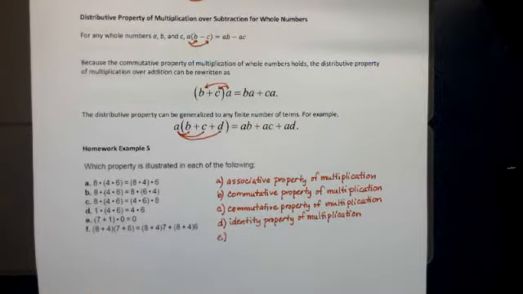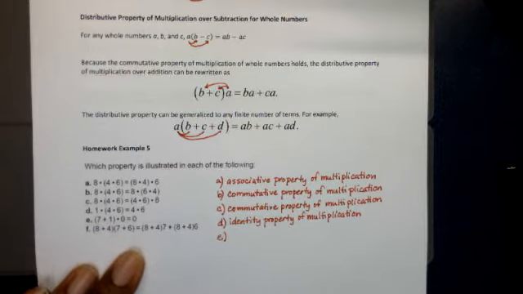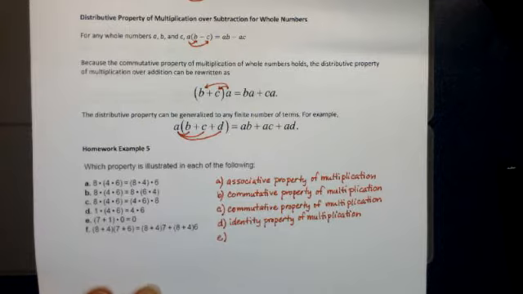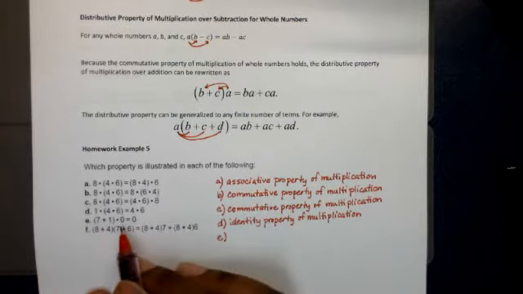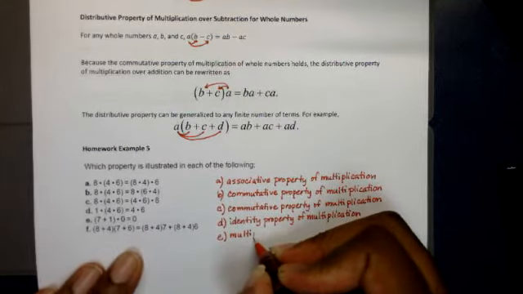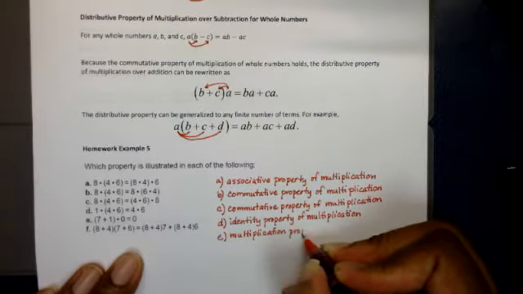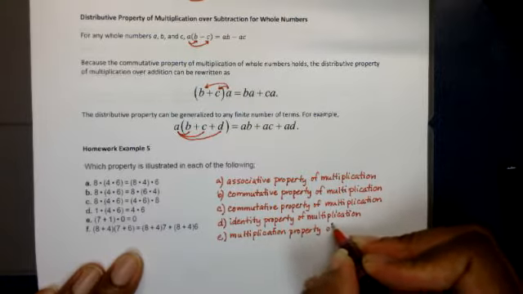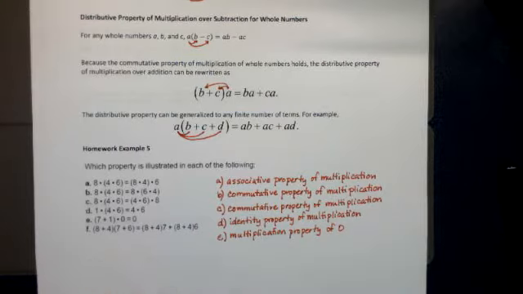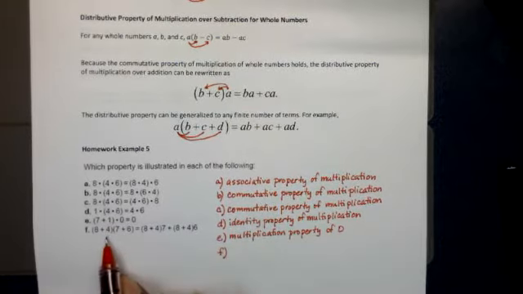Now part E, 7 plus 1 in parentheses, and then that's multiplied by 0, that will equal 0. Okay, well, anything multiplied by 0 is 0. So that means we have the multiplication property of 0, or sometimes called the 0 multiplication property. They're both the same.